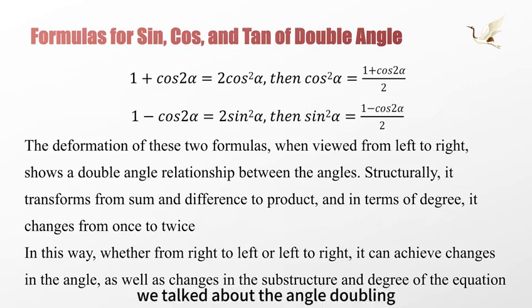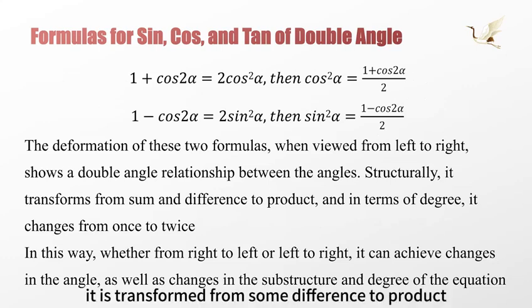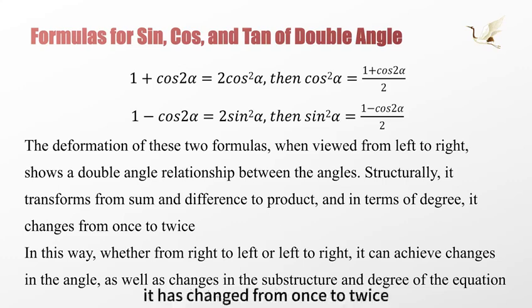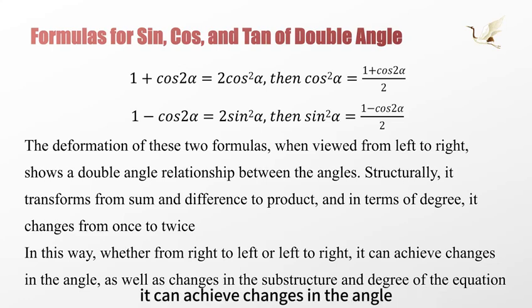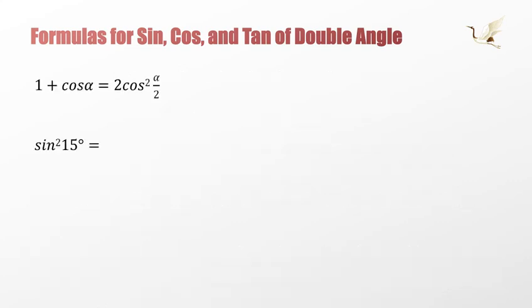Okay, just now we talked about the angle doubling relationship between these two formulas when viewed from left to right. Structurally, it is transformed from sum or difference to product. In terms of degree, it has changed from once to twice. In this way, whether from right to left or left to right, it can achieve changes in the angle, as well as changes in the structure and degree of the expression. Let's take a look at 2 examples together.